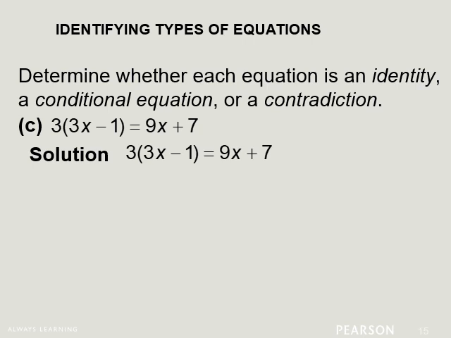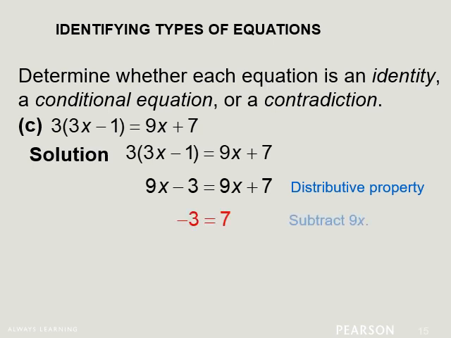Now look at this one. 3 times 3x minus 1 equals 9x plus 7. I'm going to distribute the 3 throughout the term. So that's going to give me 3 times 3x is 9x. 3 times 1 is negative 3. Equals 9x plus 7. Subtract 9x from both sides. Gives me negative 3 equals 7.